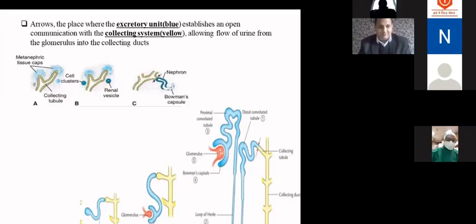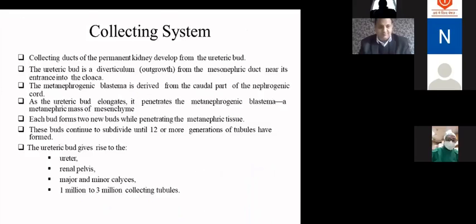Coming to the collecting ducts, those of the permanent kidney develop from the ureteric bud. The ureteric bud is a diverticulum from the mesonephric duct near its entrance into the cloaca. The metanephrogenic blastema is derived from the caudal part of the nephrogenic cord. We have seen the nephrogenic cord in the previous diagram. The proximal parts, as we have already seen, give rise to the pronephros and mesonephros.